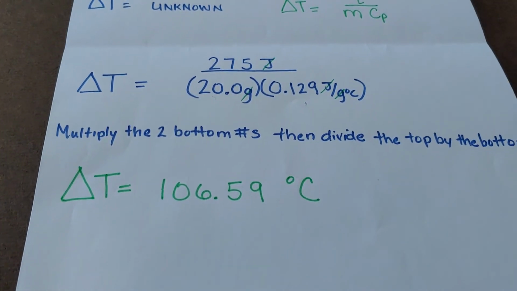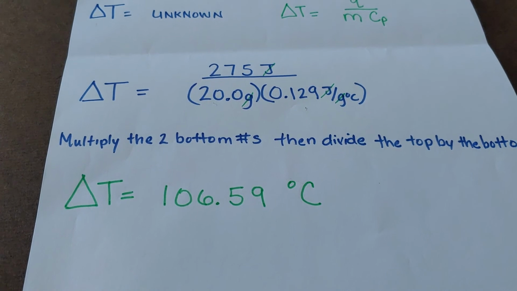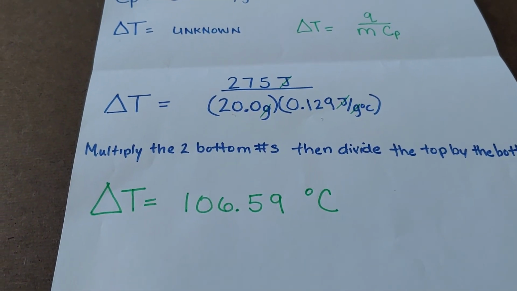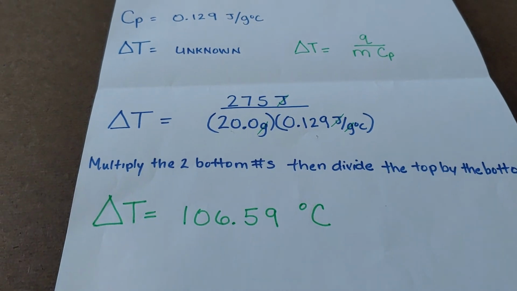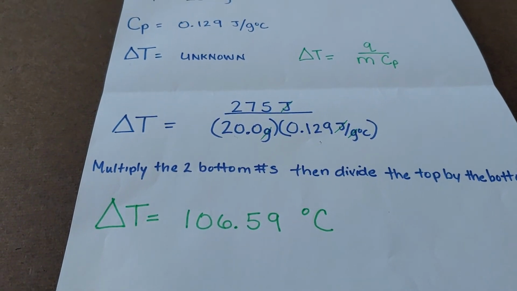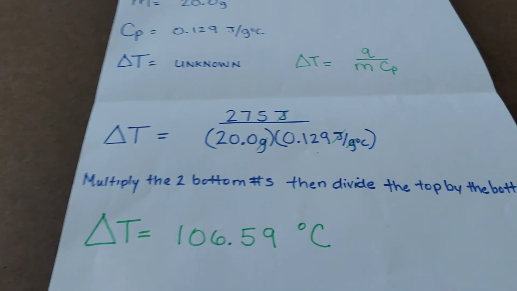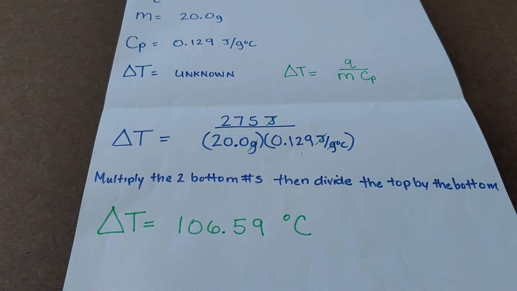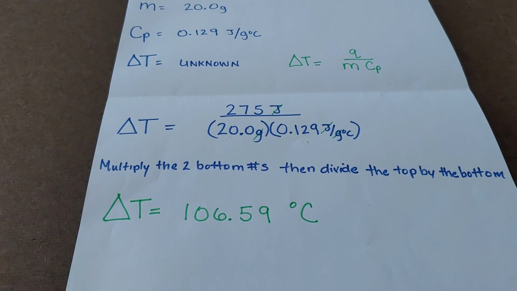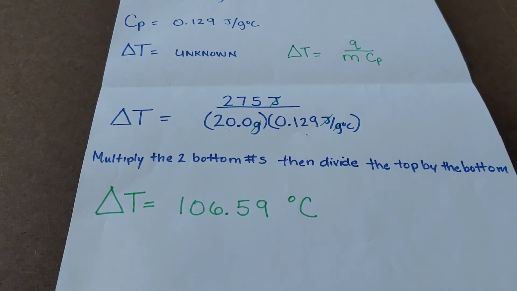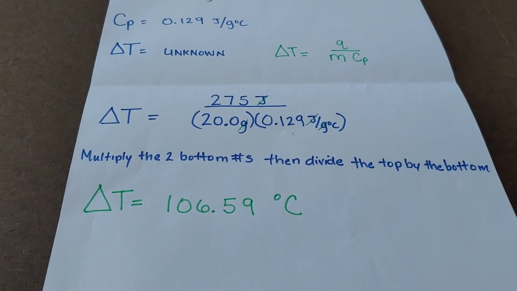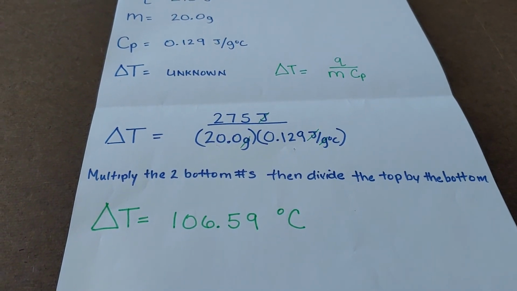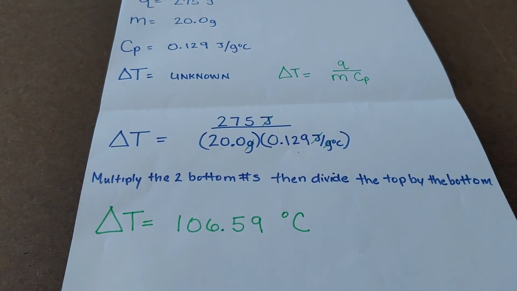And that's all you have to do for the delta T, because that already gives you the change in temperature. You don't have to subtract like you did before. That's only if you're given two temperatures, your final and your initial. But in this situation, since we had to calculate delta T, it's already done for us, and we're done with this problem. It was 106.59 degrees Celsius. And in fact, we're pretty much done with specific heat examples. So this is what you're going to use as your basis to answer the questions that follow.